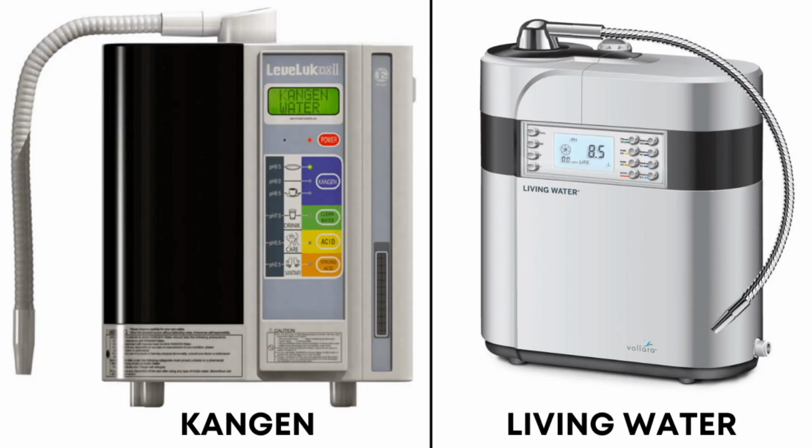Now the third difference is in the spout. The Kangen water machine uses a plastic spout where the alkaline water comes out of, and the Living Water machine uses a stainless steel spout where the alkaline water comes out of.